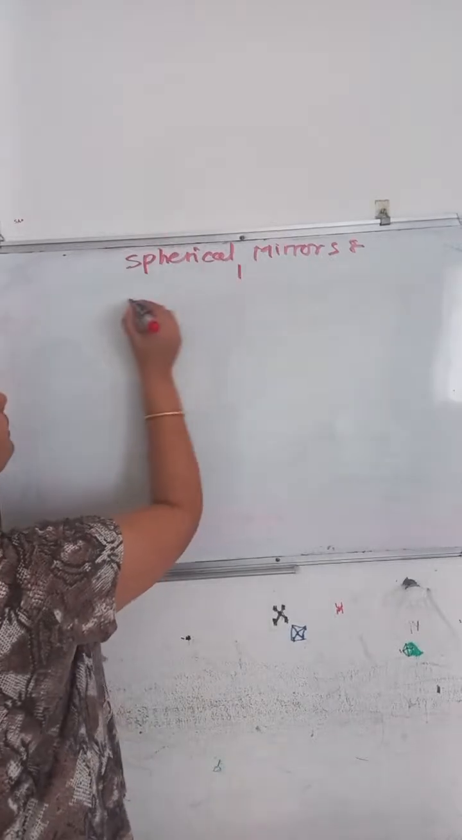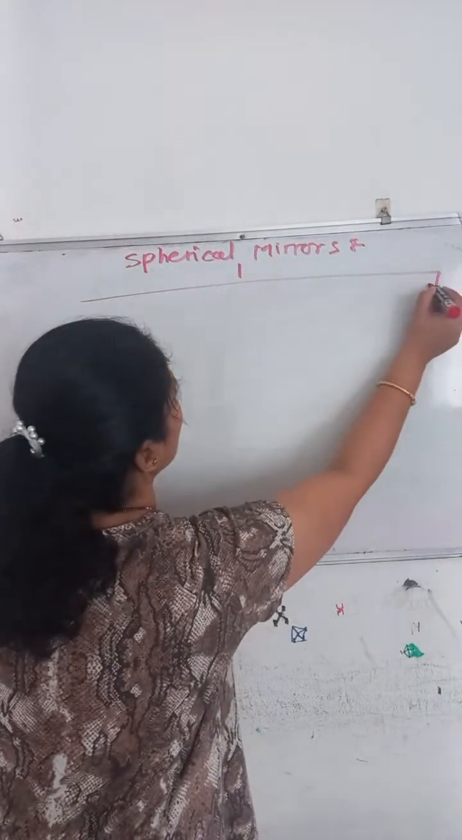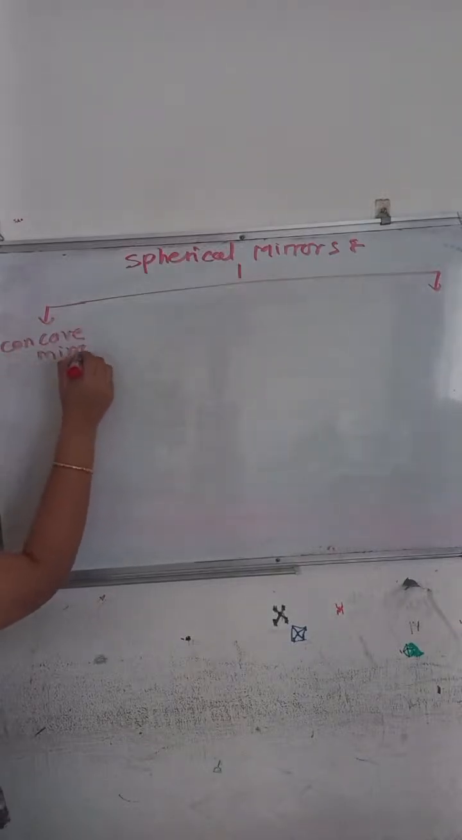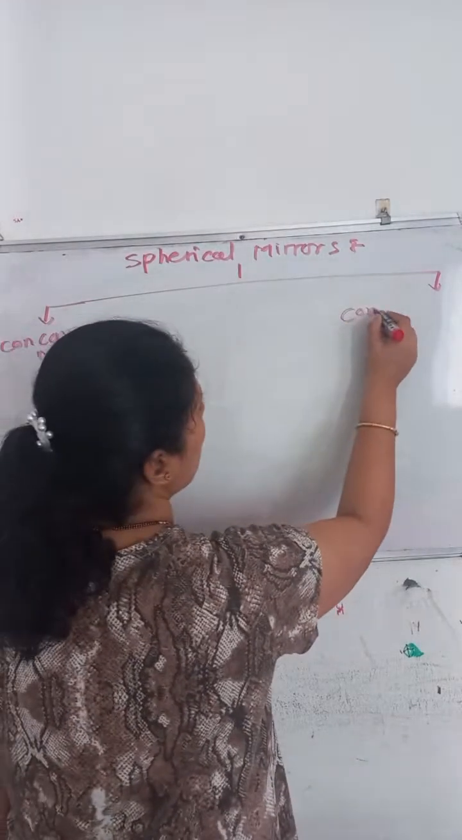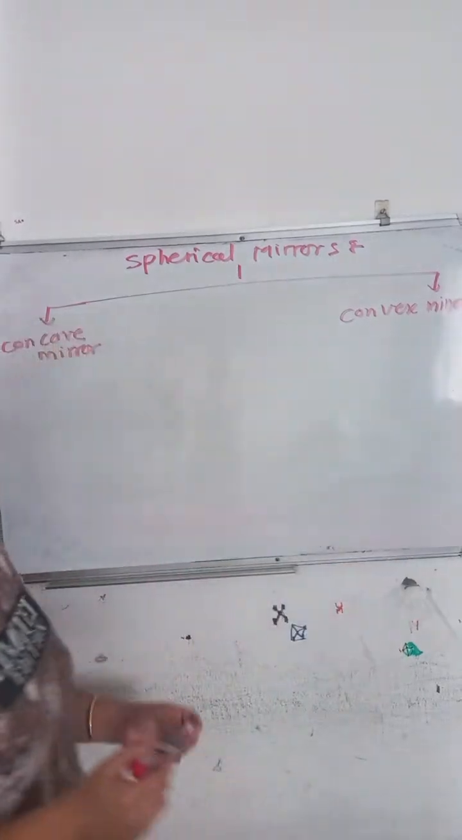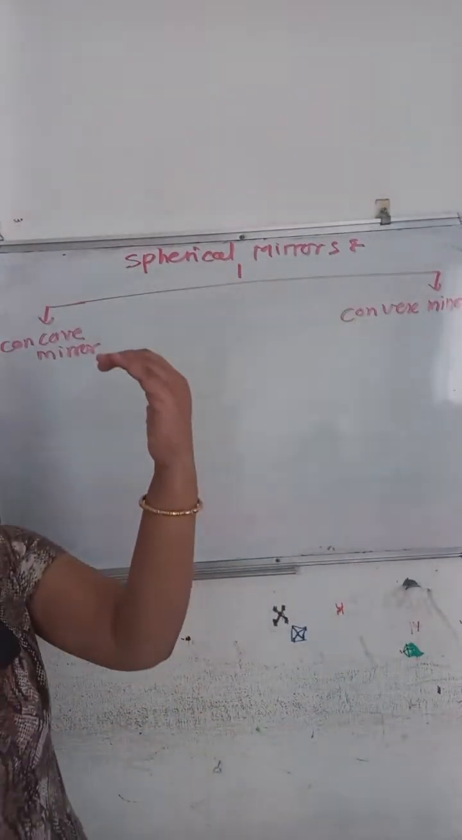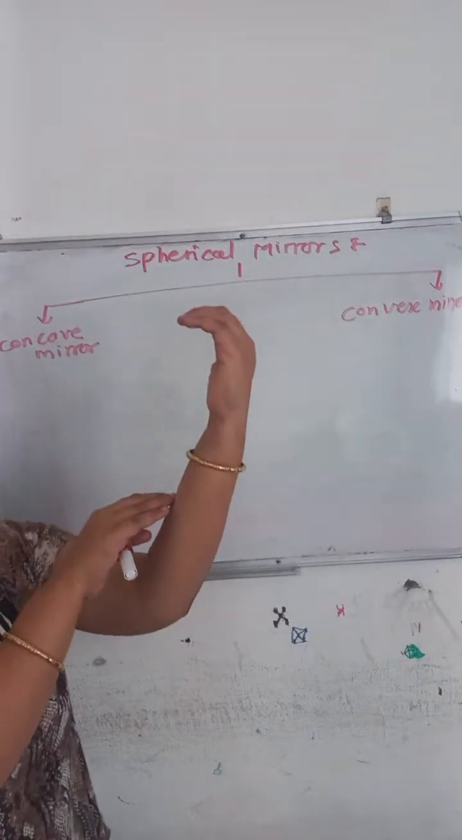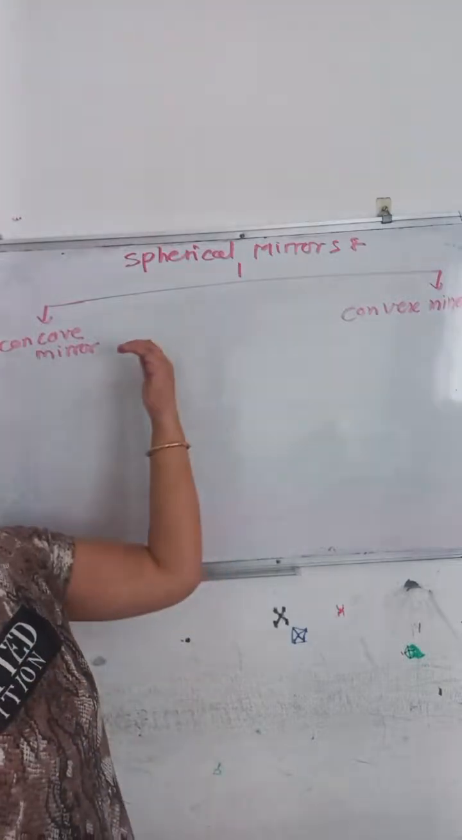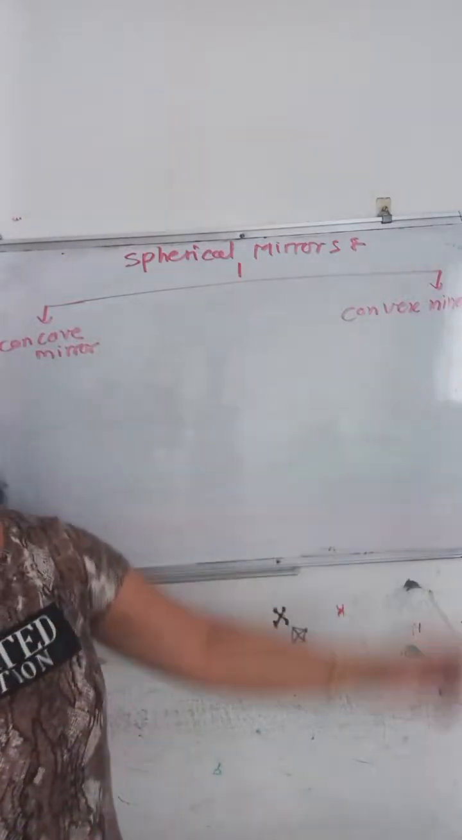Okay. So we have two types of spherical mirrors. The first one is the concave mirror, and the other is the convex mirror. Okay, it's very easy to remember. Concave means, if I am looking at the front and making my hand like this, that is the cave-like surface, and the outer part is the vex.